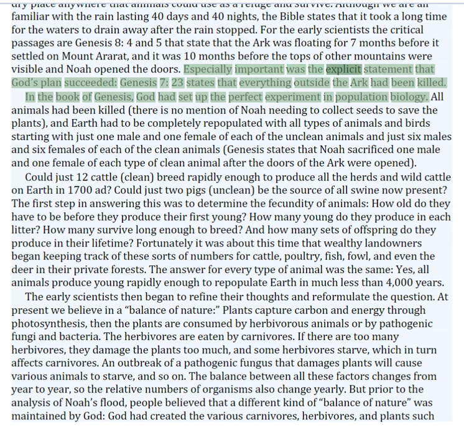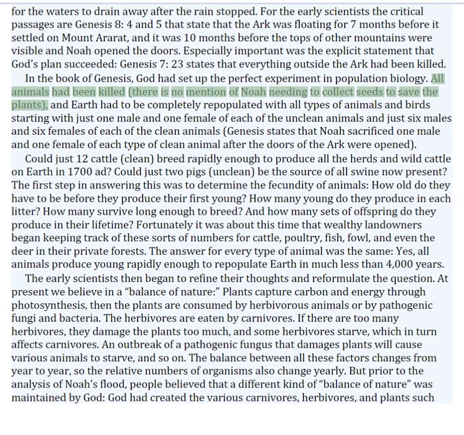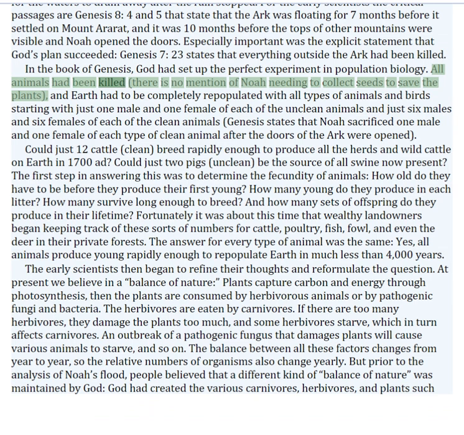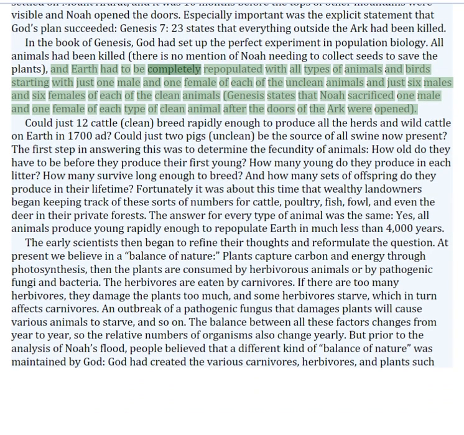Especially important was the explicit statement that God's plan succeeded. Genesis 7 verse 23 states that everything outside the ark had been killed. In the book of Genesis, God had set up the perfect experiment in population biology. All animals had been killed, and Earth had to be completely repopulated with all types of animals and birds, starting with just 1 male and 1 female of each of the unclean animals and just 6 males and 6 females of each of the clean animals.